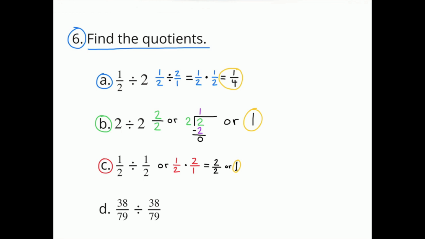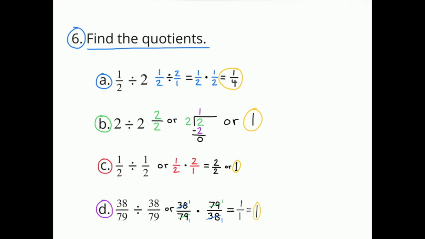B. 2 divided by 2. 2 divided by 2 equals 1. We don't need to overcomplicate it, but if you wanted to, you could write 2 over 2 or 2 divided by 2 to get the answer. C. 1/2 divided by 1/2. That can be rewritten as 1/2 times 2 over 1 because we need to multiply by the reciprocal of 1/2. So 1/2 times 2 over 1 equals 2 over 2 or 1.